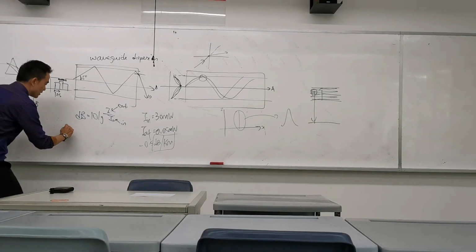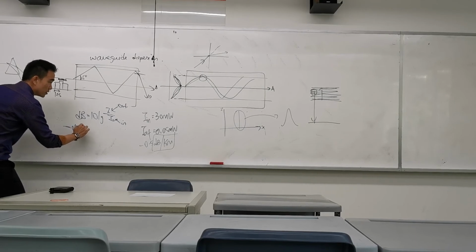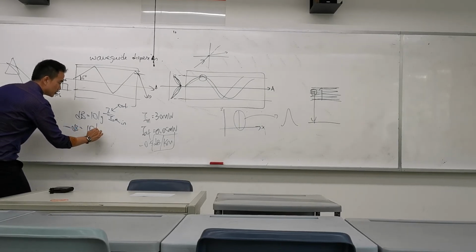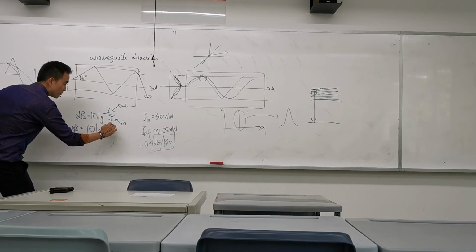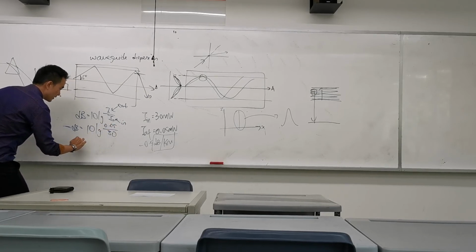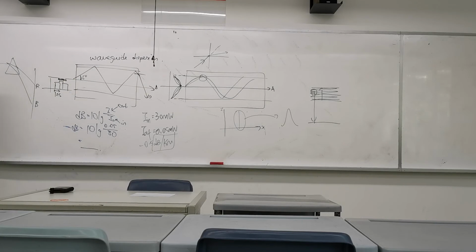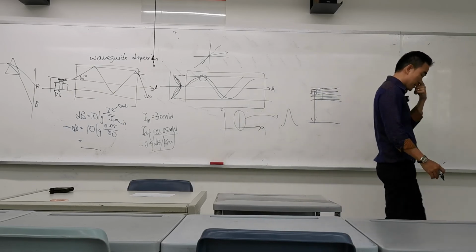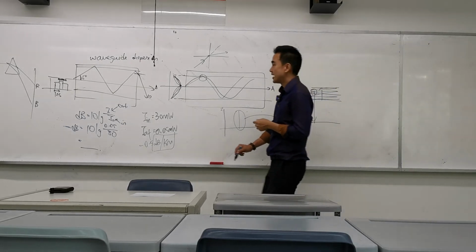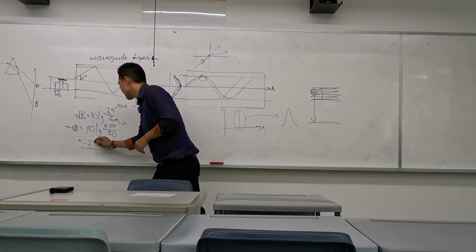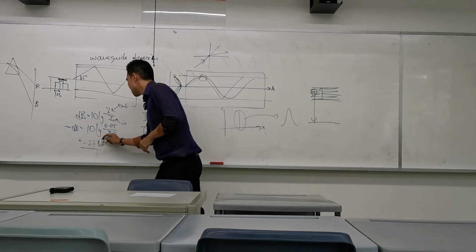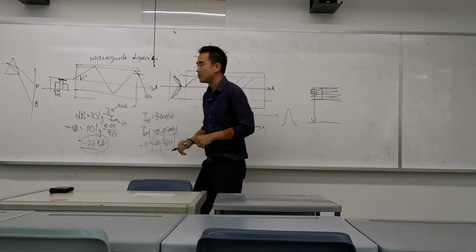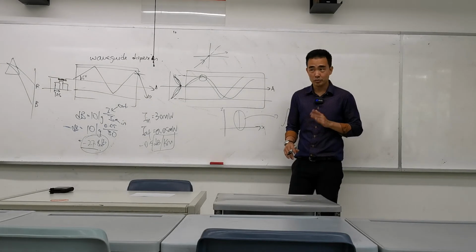This is what you do. You go for dB equals 10 times log 0.05 divided by 30. Can someone punch in the calculator and find out what this value is? 10 log of 0.05 divided by 30. Negative 27. So this is the maximum attenuation that I can suffer before I need a booster.